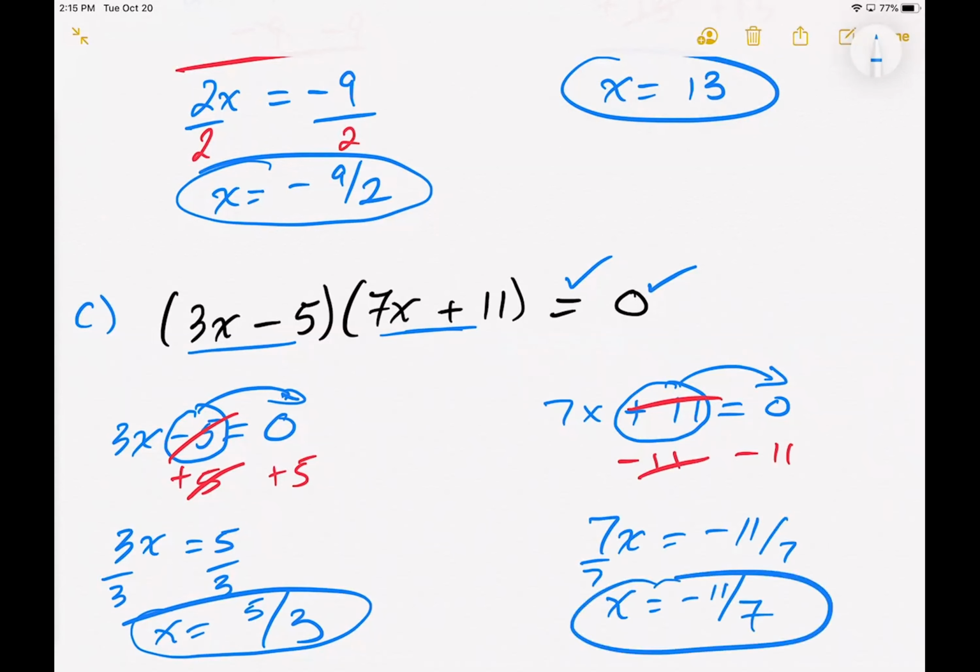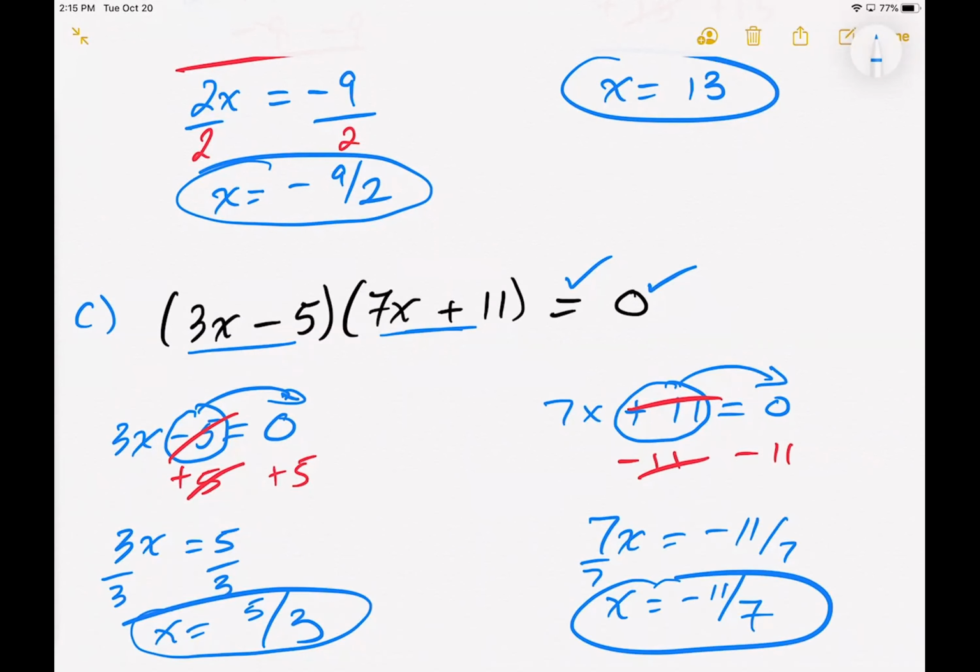Whenever you have a quadratic equation, doesn't matter what the quadratic is, most of the time you will have 2 answers. Okay, you will have 2 answers. It depends on how the problem is. You might have 2 positive, 2 negative, or 1 positive and 1 negative.